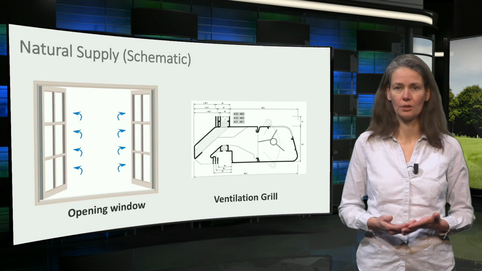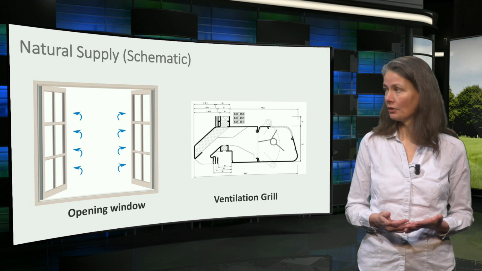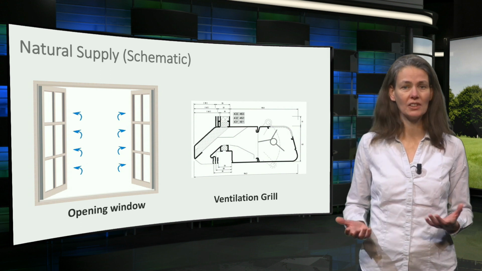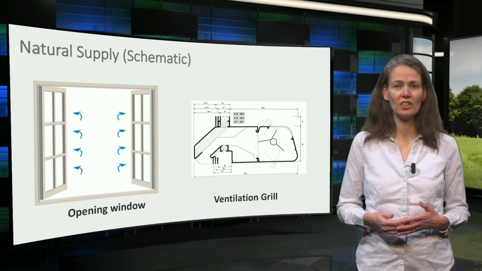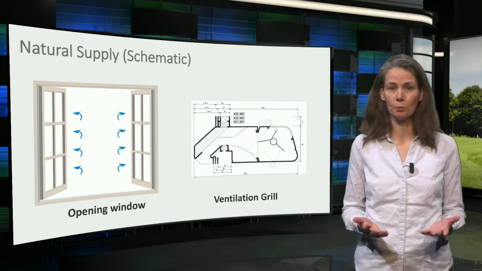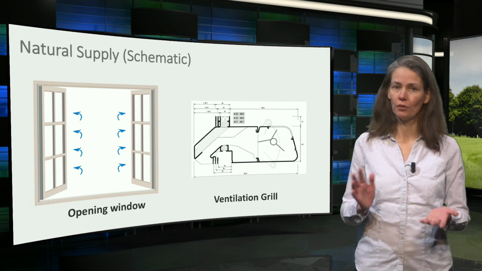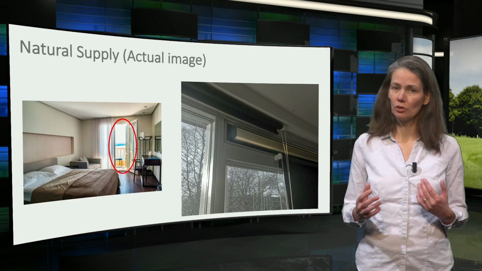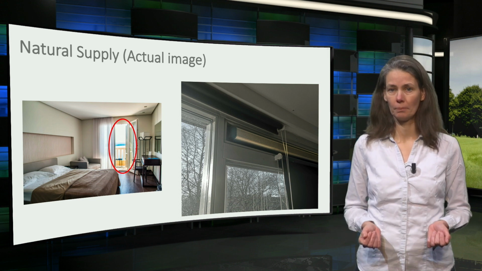The simplest system is an operable window. See the schematic drawing on the left image. A more advanced system is the ventilation grill, see right image, which is designed in such a way that there is a maximum amount of ventilation possible at a given wind speed due to the maximum opening of the grill. The actual supply systems mentioned before are given in this image.